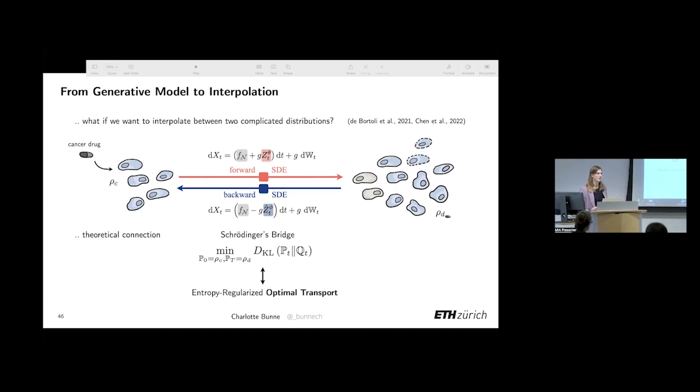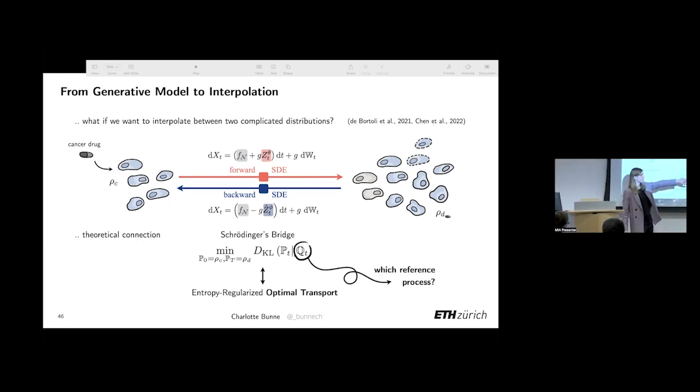So the point I want to make is that this is still, in a sense, some form of optimal transport prior on the process. The problem is you need to always choose some reference measure with which you compare the stochastic system you learn to. And it's not really clear what reference process to choose.